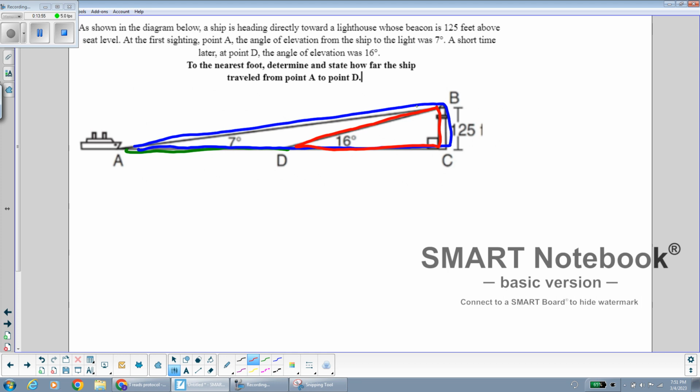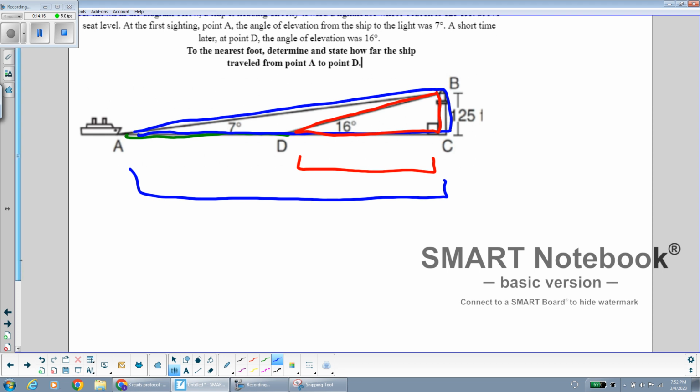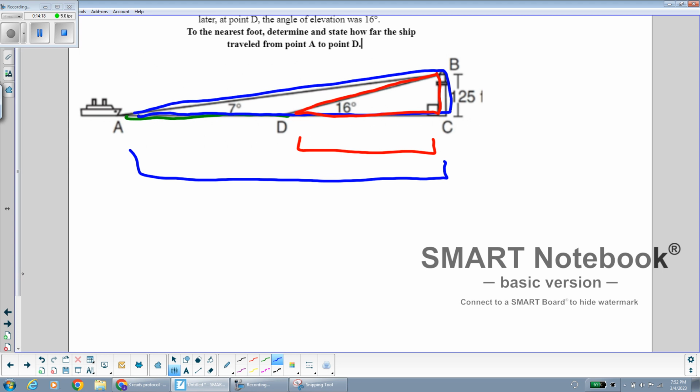So instead, what we can do is, since the red triangle is a right triangle, maybe we can find this side. And since the big blue triangle is a right triangle, maybe we can find this side of it. And then we can subtract so we can find AD, which is what we're actually looking for. So in order to do that, we're going to need two different trig ratios. We're going to need one for the small red triangle and one for the big blue triangle.